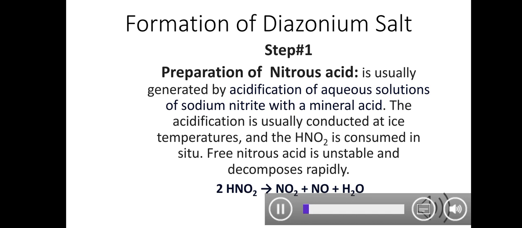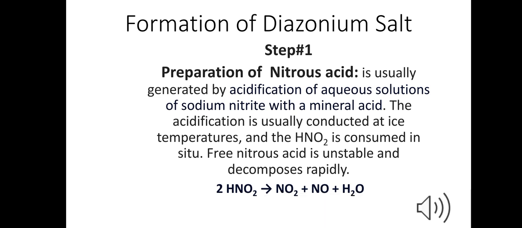Now how do we form the diazonium salt? Step 1. Preparation of the nitrous acid. Nitrous acid is usually generated by the acidification of aqueous solutions of sodium nitrite with a mineral acid. The acidification is usually conducted at ice temperature and the nitrous acid is consumed in situ. Free nitrous acid is unstable and decomposes rapidly into nitrogen dioxide, nitric oxide and water. It is prepared in situ. It means that when there is need of nitrous acid, it is prepared by reacting an aqueous solution of sodium nitrite with hydrochloric acid.